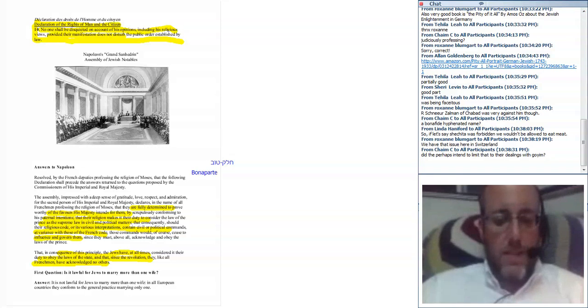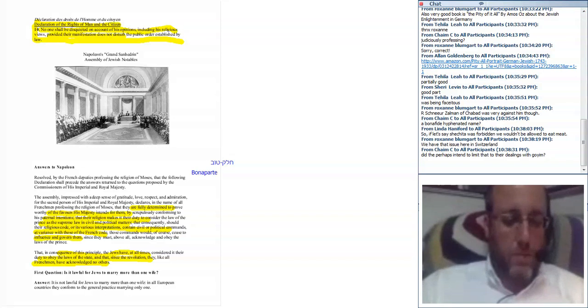In consequence of this principle, the Jews have at times considered it their duty to obey the laws of the state, and that since the revolution, they, like all Frenchmen, have acknowledged no others. That the French government under which we're living.